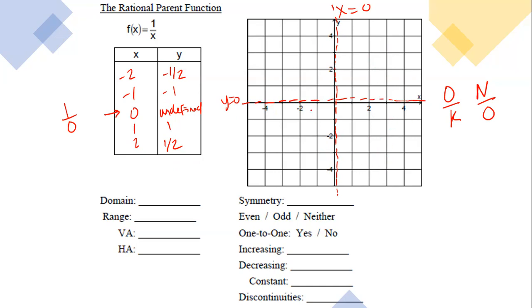And now I'm going to plot my points. So I'm at -2, -1/2, -1, -1, +1, +1, +2, +1/2. What these boundary lines mean is that as my function is going, it'll get as close as it can to that line, but will it touch? No, it'll never touch. Same thing here. It's going to get as close as it can to that boundary line, but it will never ever touch.